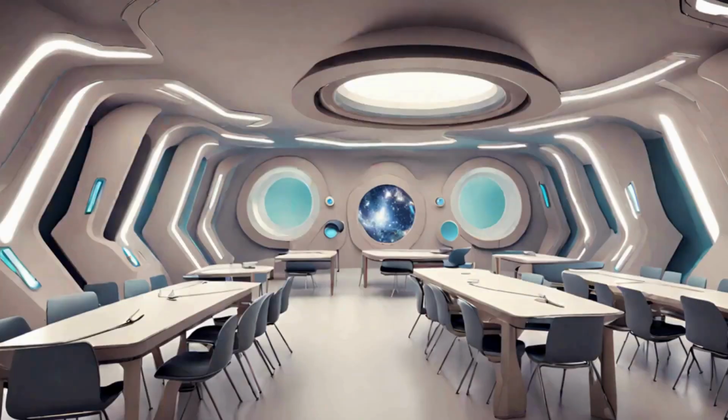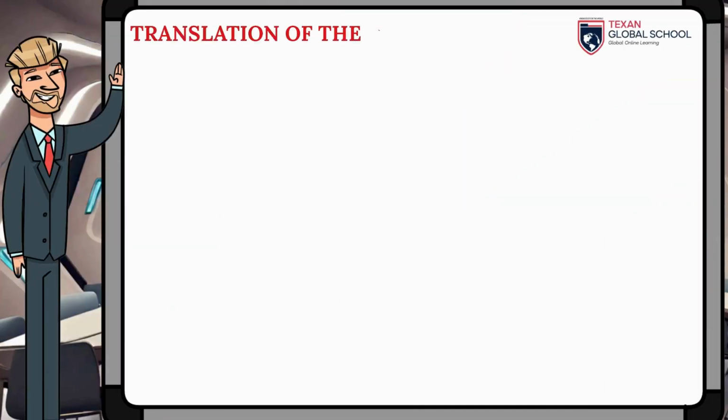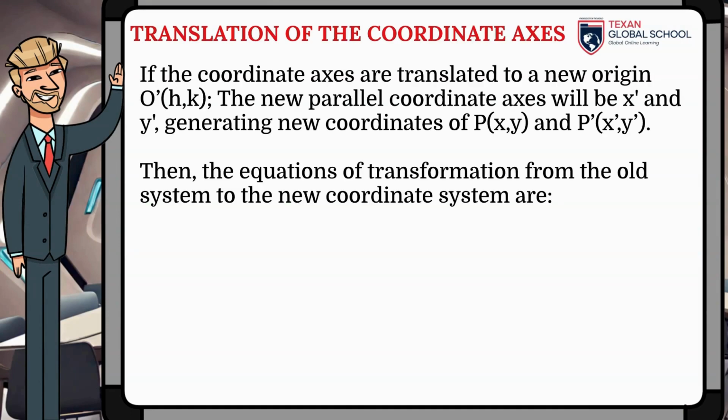On the other hand, if the coordinate axes are moved to a new origin of coordinates h, k, the new parallel coordinate axes will be x' and y', thus generating new coordinates. Then, the transformation equations from the old system to the new coordinate system are x equals x' plus h and y equals y' plus k.